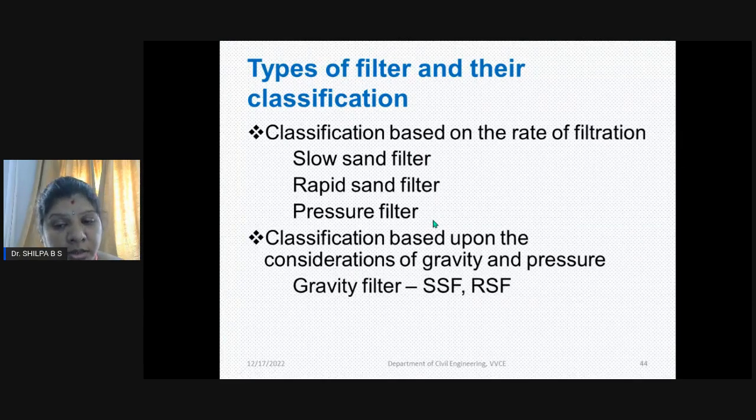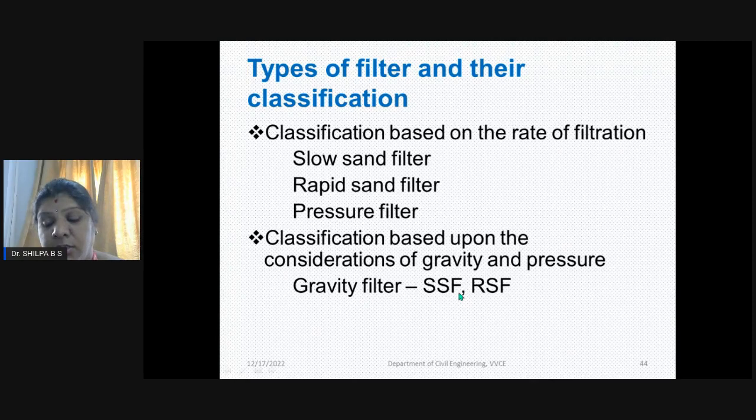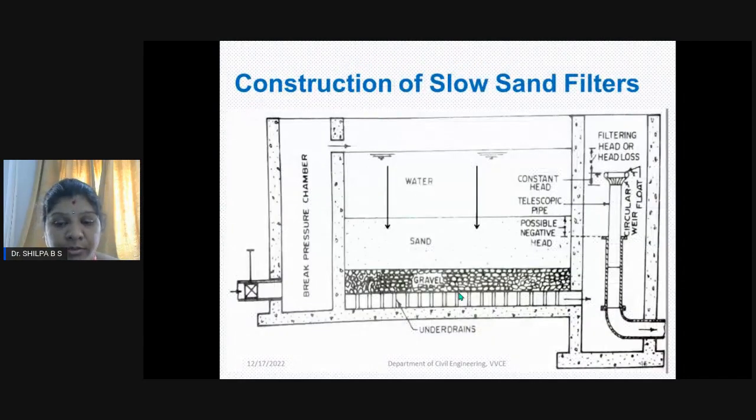Under gravity or pressure filters, the important examples of gravity filters, where water passes through gravitational flow, are the slow sand filter and the rapid sand filter. Whereas in a pressure filter, water is pressurized through the filter media. That's why it is called the pressure filter.